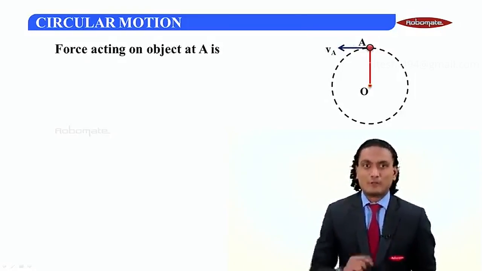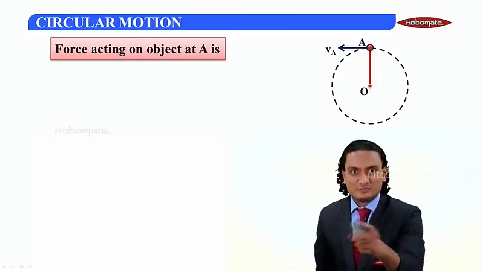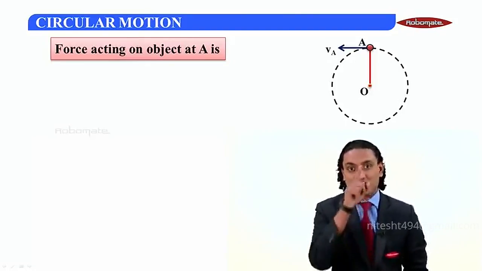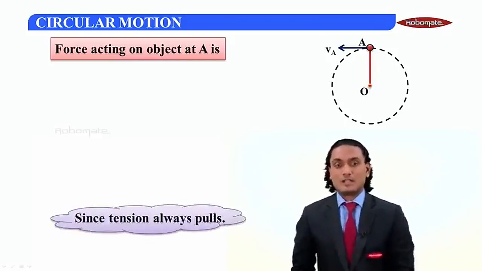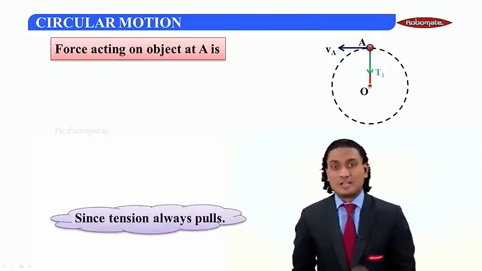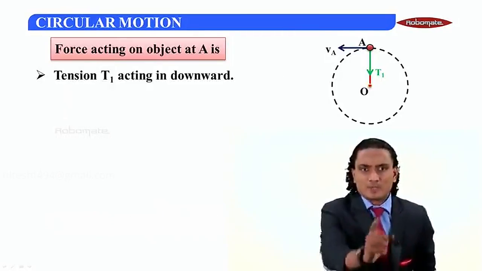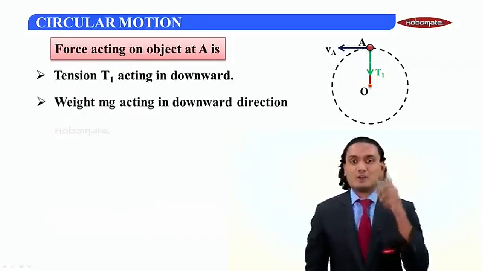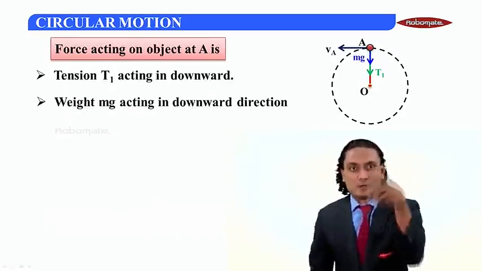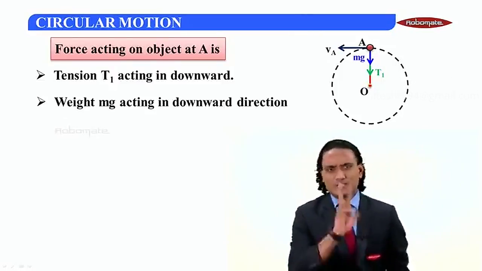Now, let me draw the free body diagram. What are the forces acting on the object? Yes, very good. Tension. It is tied to the string, so there will be a tension force in the string. We all know tension always pulls, so the tension will be acting downward. So T1 is acting downward. Any other force? Yes, weight of the object will be acting down. So mg also will be acting down. Any other forces? No. So these are the two forces.